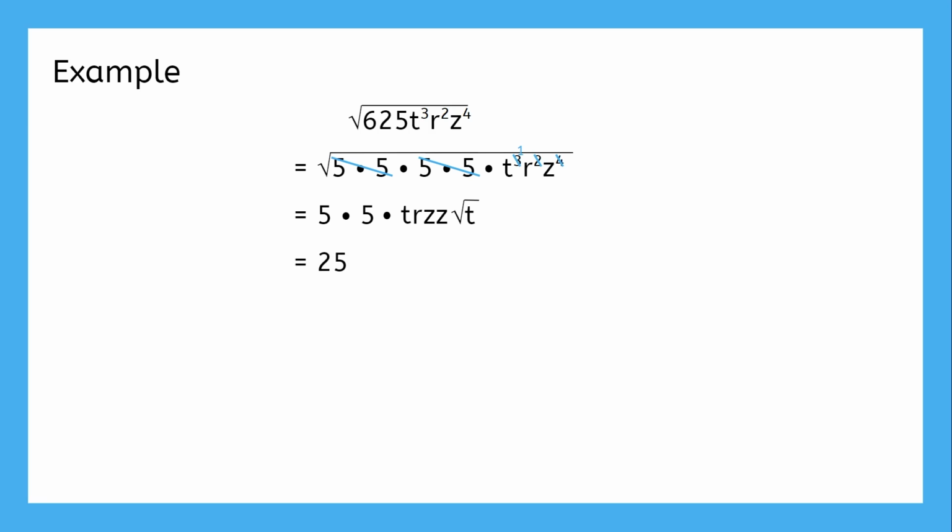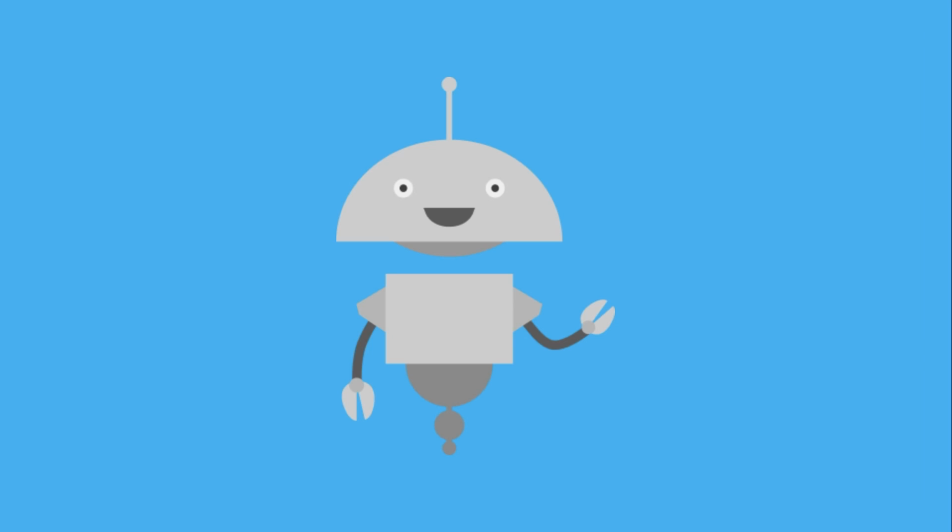5 times 5 is 25, times t times r times z squared times the square root of the t that was left over. The simplified form is 25 trz squared times the square root of t. See? Variables don't have to make things harder. We just treat variables like extra factors.